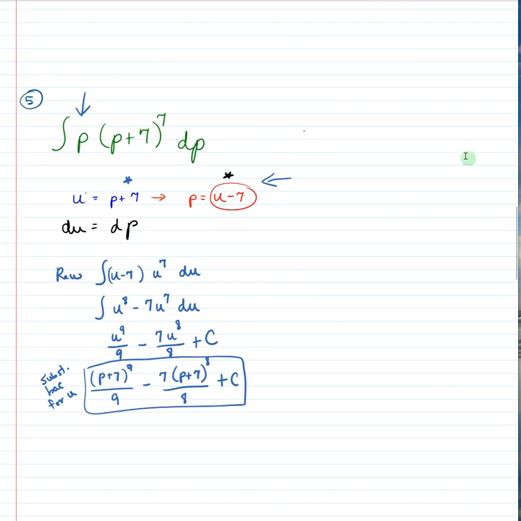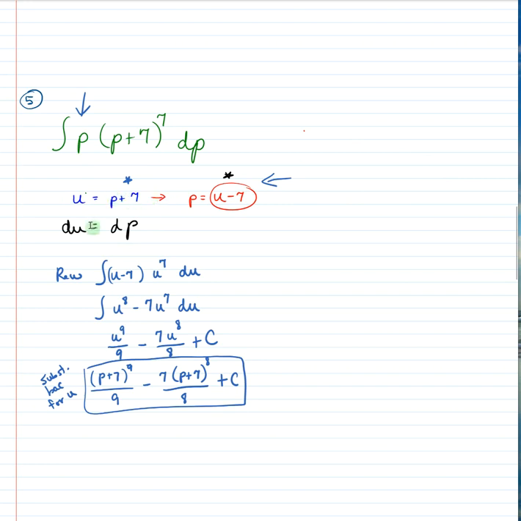Number 5 is a little different as well. We have the integral of p times p plus 7 to the 7th dp. So in this one, one of the things I would suggest we do, if u is p plus 7, then we still have this p here that we're not going to get by just taking the derivative. The derivative of this thing is the dp. But if we solve this for p to find out what we could substitute here, p is equal to u minus 7. All right, so keep that in mind.